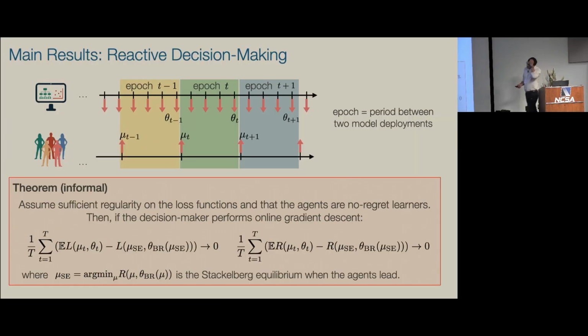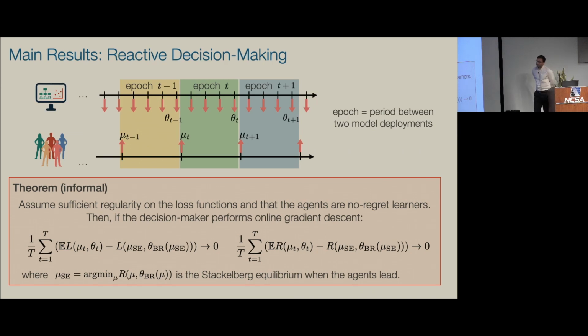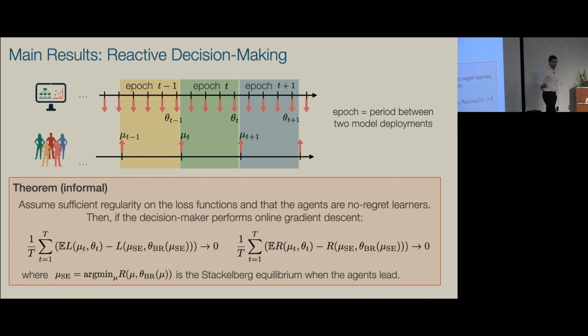Yeah, that's a good question. So the loss function in this case just has to be strictly convex or strongly convex, and this will go through. The important thing that we really need is for that best response function to be sufficiently smooth.